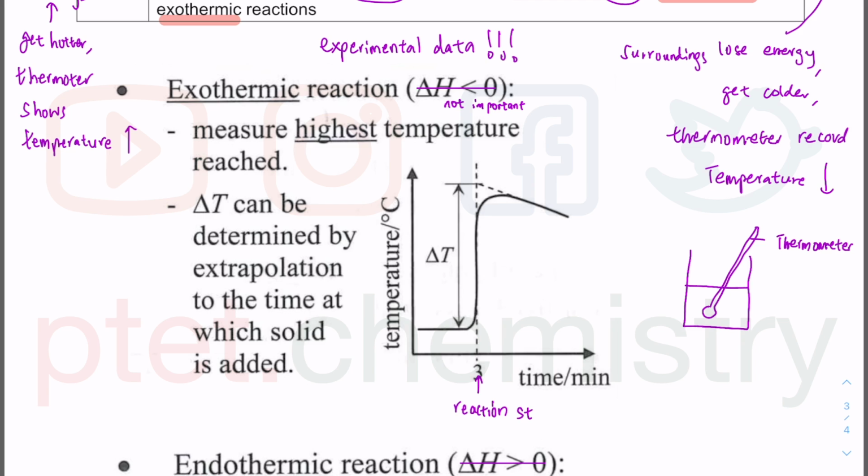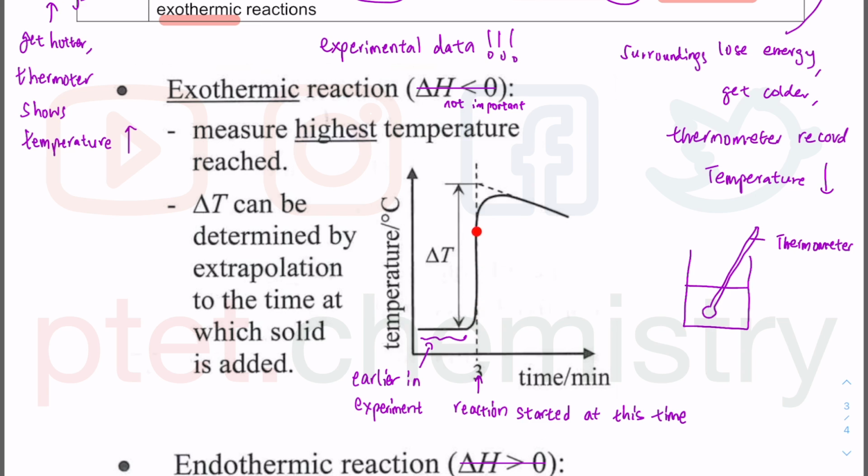How do I know the reaction started at this time? Because if you look earlier in the experiment, this is time, right? Earlier in the experiment, the temperature remained pretty much the same. That is because you allow the temperature to settle down to a reading as you dip the thermometer inside before you do any reaction. Then at this particular time, you mix the other reactant inside and the reaction happens to release heat.